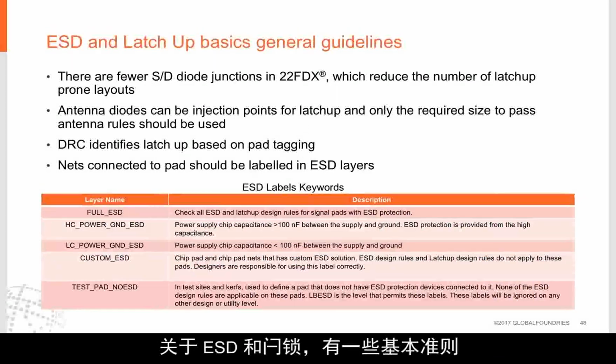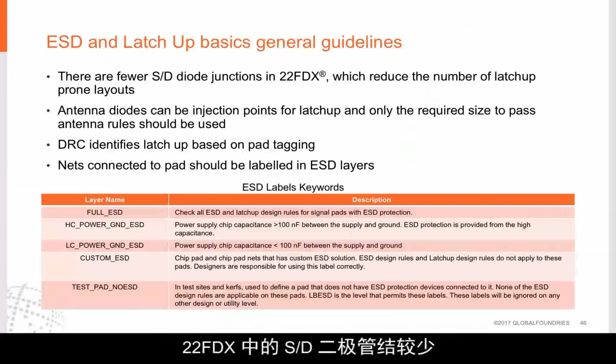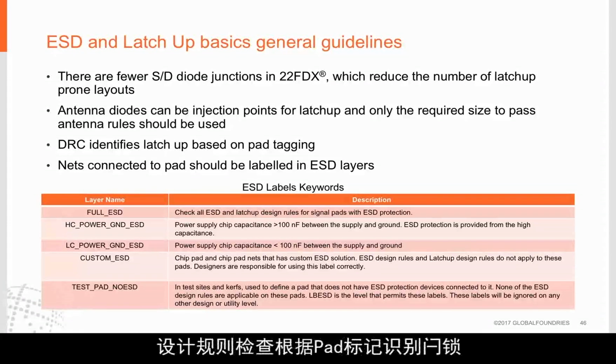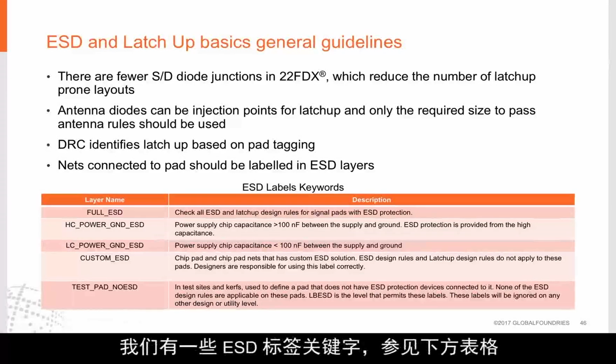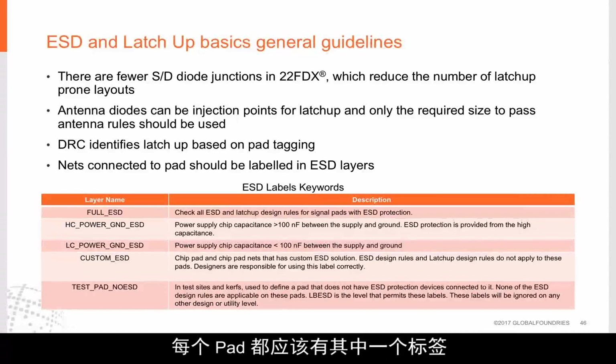Regarding ESD and latch-up, some basic general guidelines are provided. There are fewer SD diode junctions in 22FDX, and that reduces the number of latch-up prone layouts. The antenna diodes can be injection points for latch-up, and only the size required to pass antenna rules should be used. The design rule checks identify latch-up based on pad tagging, and nets connected to the pad should be labeled in the ESD layers. We have a few ESD label keywords, which are shown in the table at the bottom, and each pad should have one of these labels.